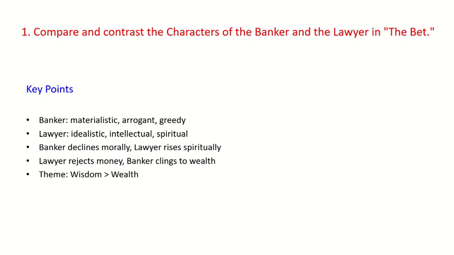Here, key points: banker, materialistic, arrogant, greedy; lawyer, idealistic, intellectual, spiritual; banker declines morally; lawyer rises spiritually. Liar rejects money; banker clings to wealth. Theme: wisdom, wealth. Next question.